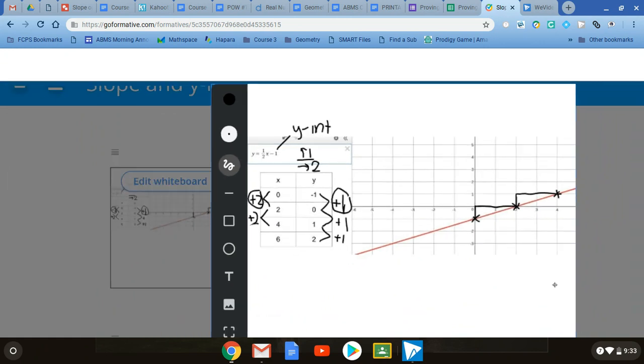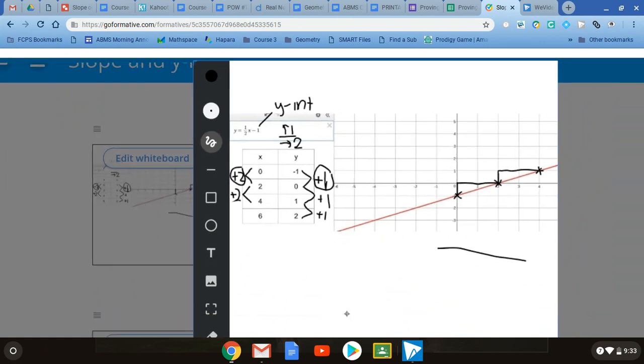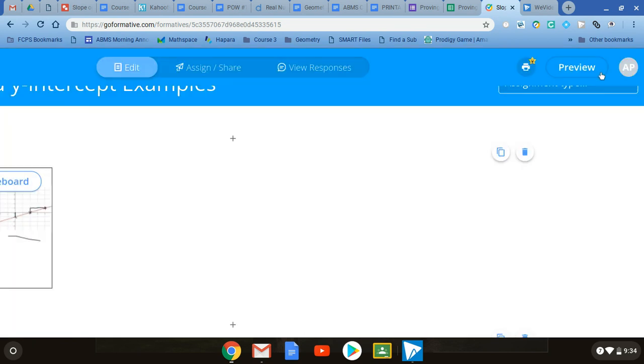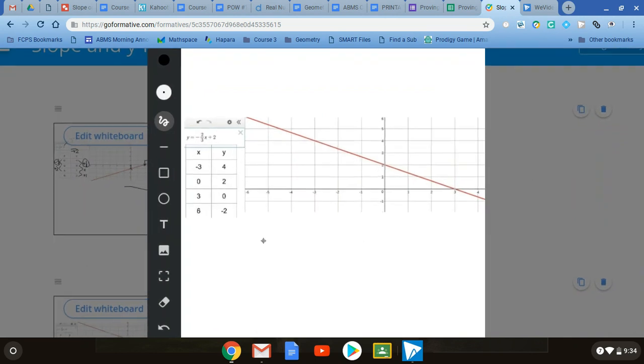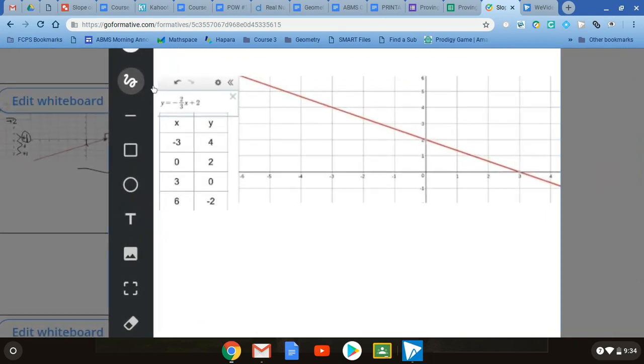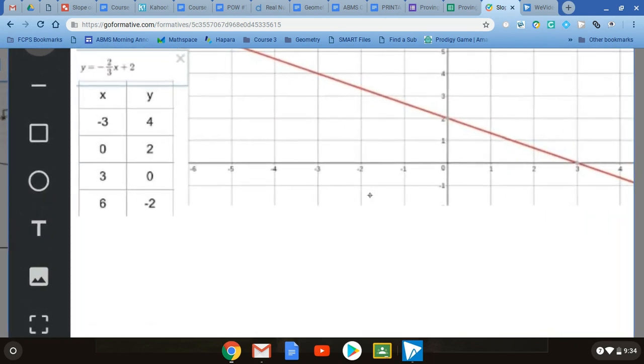So I'm going to show you another example with a different kind of fraction. So let me get out of this one, and we'll go to the next example. So let me again zoom in a little bit here and take a look at this one.